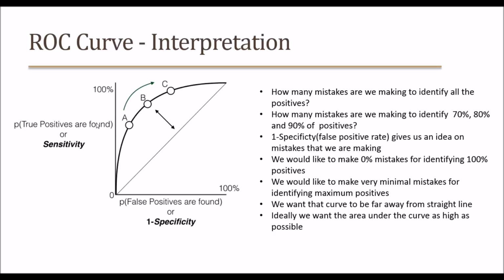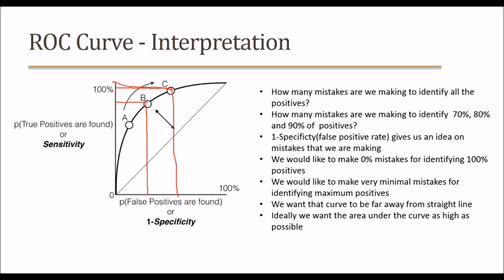the true positives. Let us suppose to find 80% of the true positives, at this point B, how many false positives am I finding, how many mistakes am I making? To find 90% of the positives, how many mistakes? It's not 100, it's 90%.